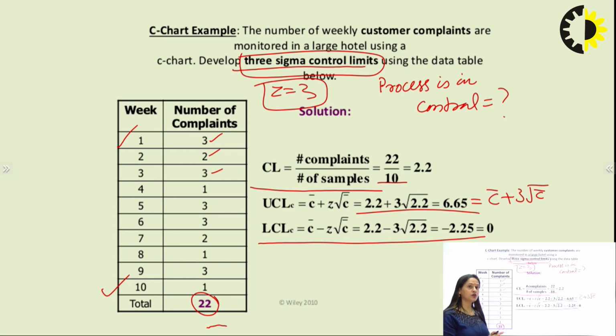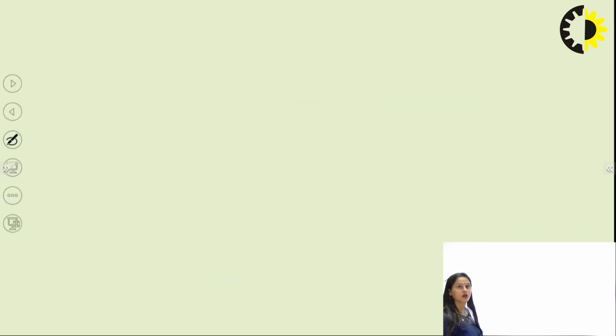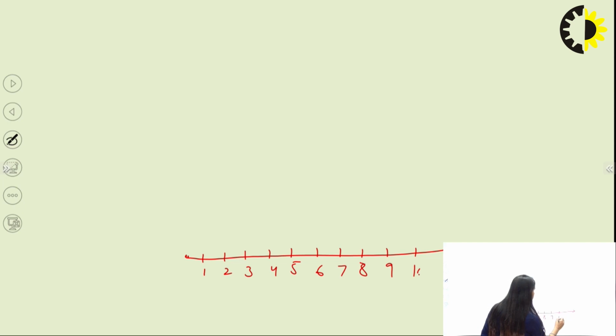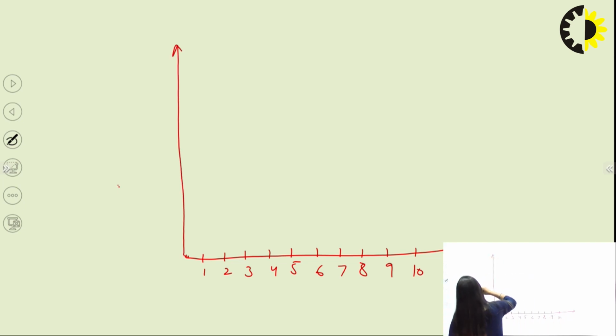So as I told you, we always draw the sample size on the horizontal axis. So now let us draw a horizontal axis. When we draw a horizontal axis, we can say that this is 0 and this is day 1, day 2, day 3, 4, 5, 6, 7, 8, 9 and 10. And here it is the number of defects.